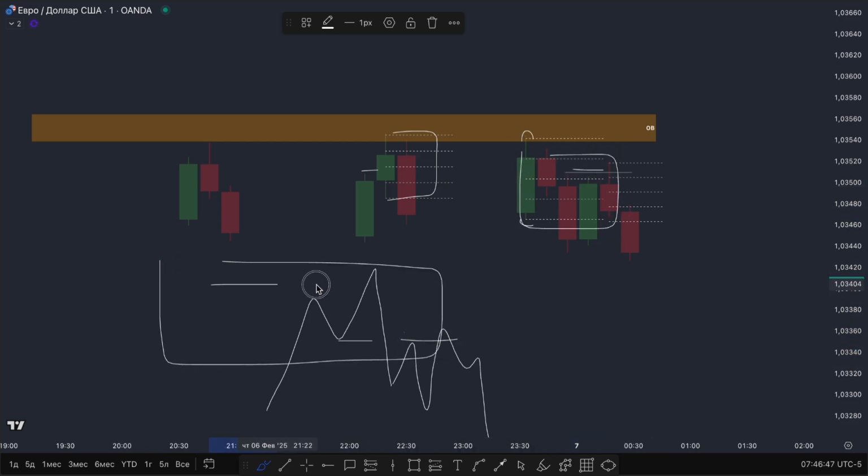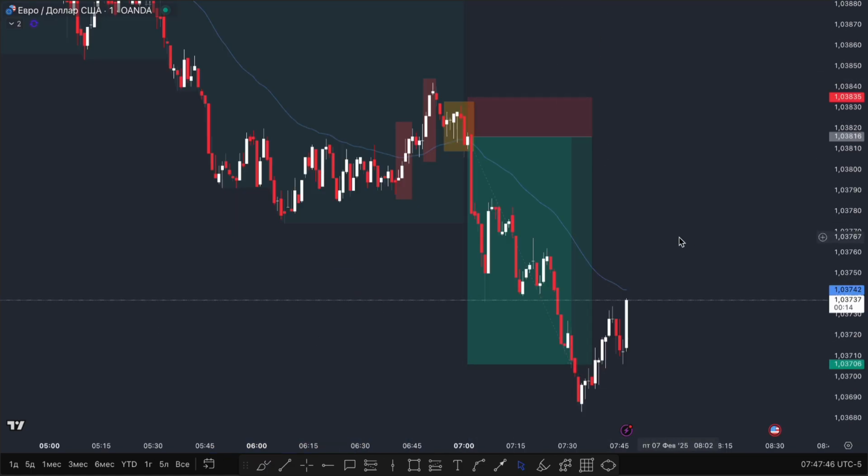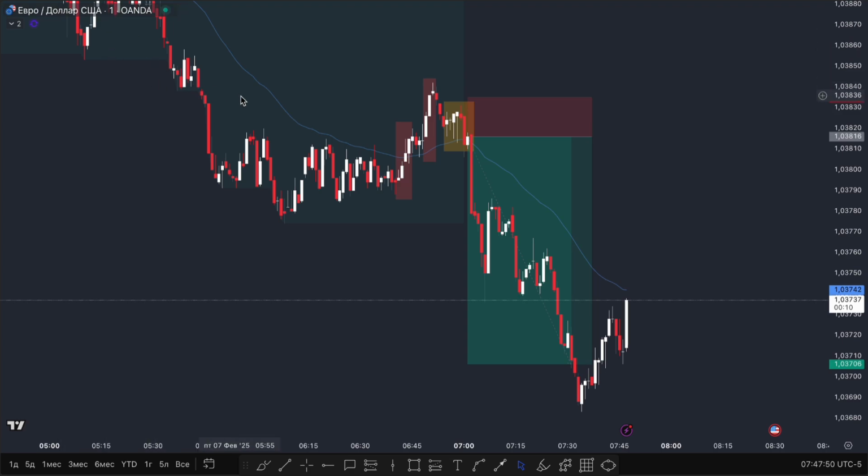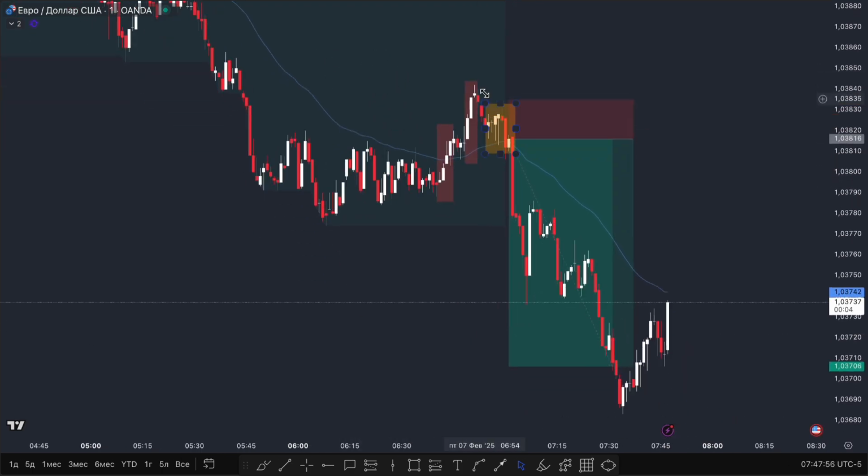With the sweep here, this is a super high probability setup. And let's take a real example. On the real graph, this is EUR USD time frame M1, today's situation, February 7th, 25, the end of London.